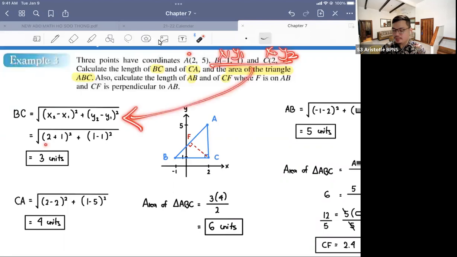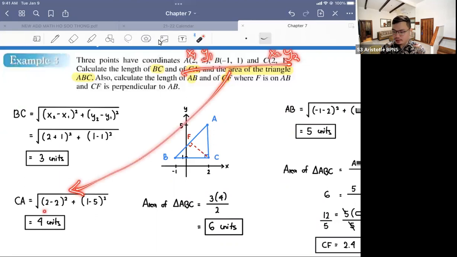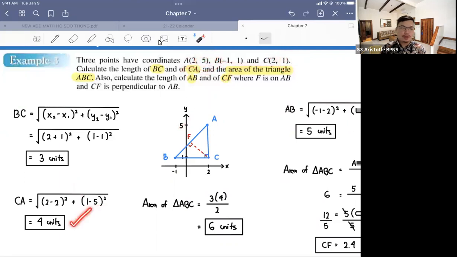And then substitute them in this formula. Okay, so you'll have 2 plus 1, because it's 2 minus negative 1, so it's basically 2 plus 1, and then 1 plus 1 squared. So simplifying this, you'll get 3 units for the distance of BC. And then for CA, again, this is my x sub 1, y sub 1, x sub 2, y sub 2. So put them here in the formula. So you'll have 2 minus 2 squared, and then 1 minus 5 squared. All right, so you'll get 4 units for the distance of CA or AC.